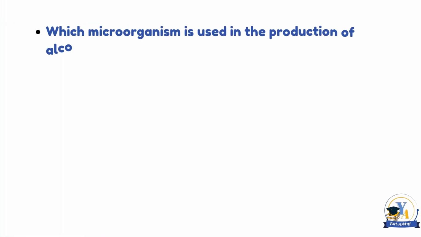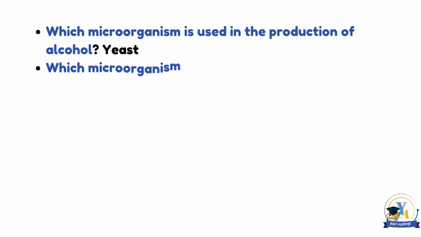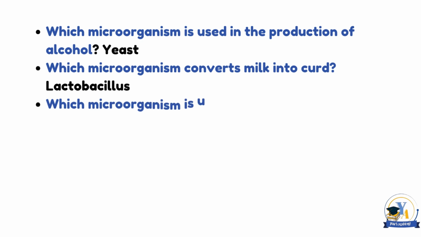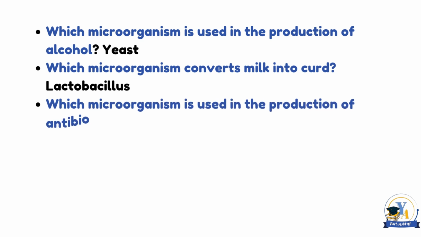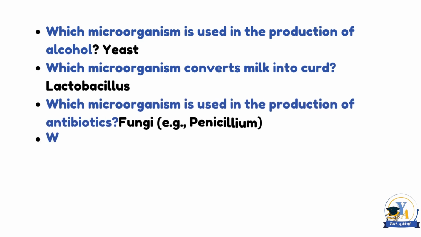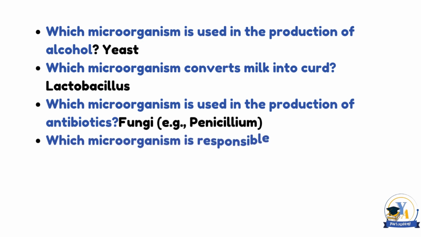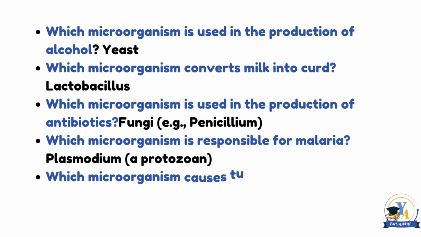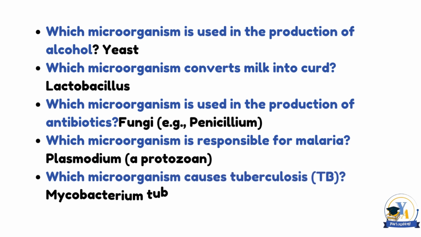Which microorganism is used in the production of alcohol? Yeast. Which microorganism converts milk into curd? Lactobacillus. Which microorganism is used in the production of antibiotics? Fungi, e.g., Penicillium. Which microorganism is responsible for malaria? Plasmodium, a protozoan. Which microorganism causes tuberculosis? TB, Mycobacterium tuberculosis.